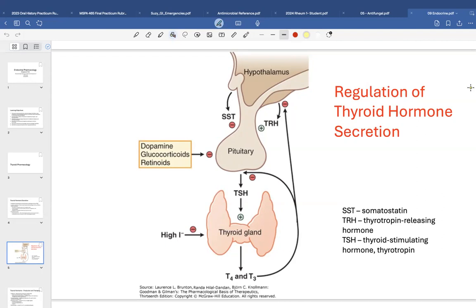Somatostatin, we talked about this last week. Again, somatostatin, think of this as a broad anti-secretory hormone. So it's involved in signaling in lots of different places in the body just to suppress endocrine secretion. Dopamine, glucocorticoids, and retinoids also act on the pituitary to prevent TSH secretion. And then elevated iodine tends to block thyroid hormone secretion from the thyroid.